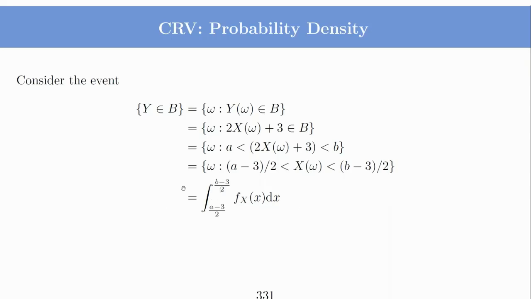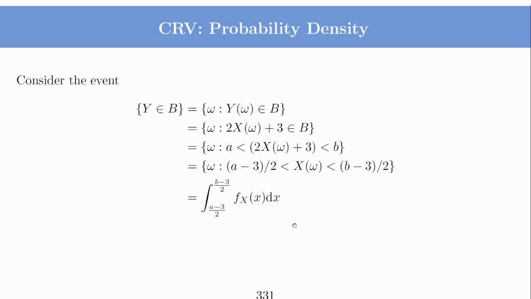This is the event, and this is equal to the probability that Y belongs to B. Because the probability that Y belongs to B is equal to the probability that X is between these two values, and that is given by the integration of the density in this interval.